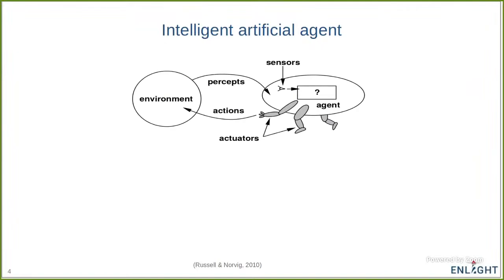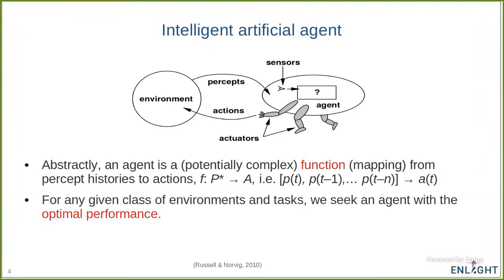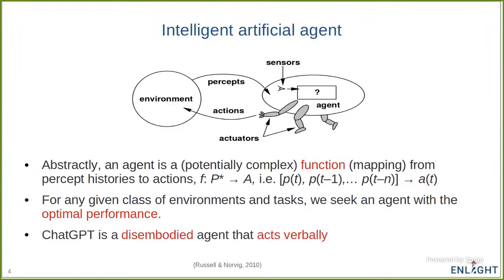An intelligent agent can be seen as an entity that interacts with an environment via percepts and acts on it via actions. Abstractly, it's a kind of potentially complex function or mapping from percept histories to actions. For any given class of environments or tasks, we seek an agent with the optimal performance. And when it comes to ChatGPT, it is a disembodied agent because it doesn't have a body, yet it can act, but verbally, by producing text.